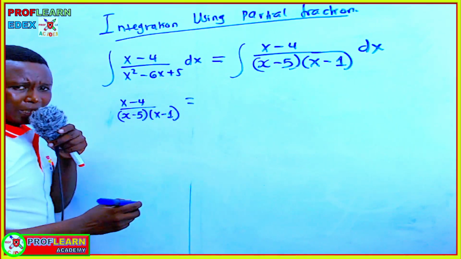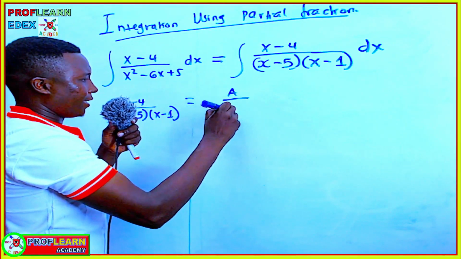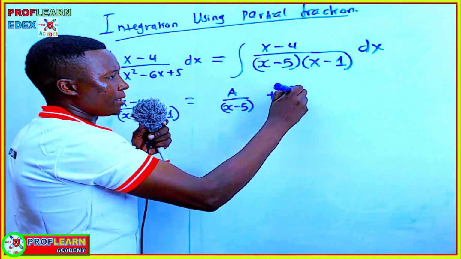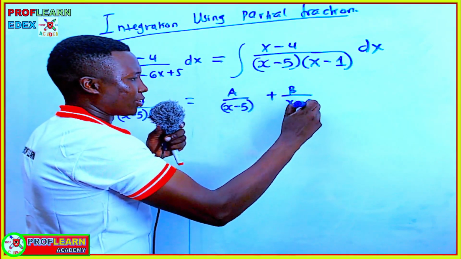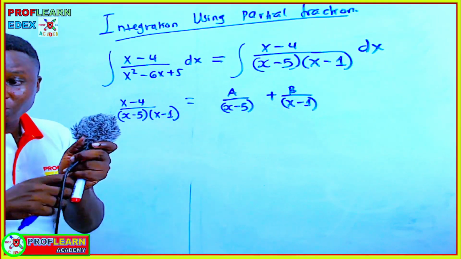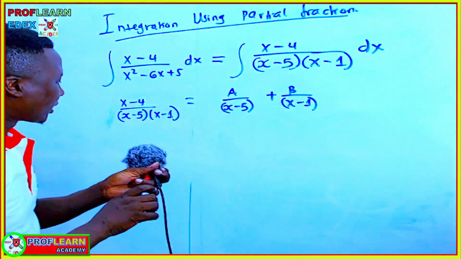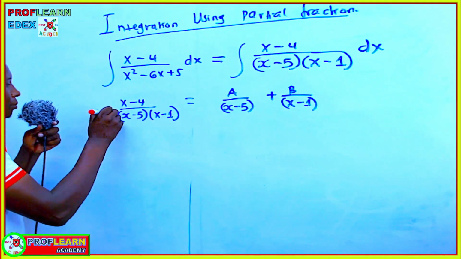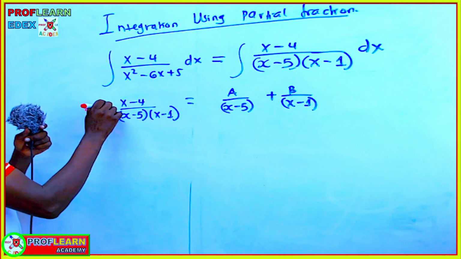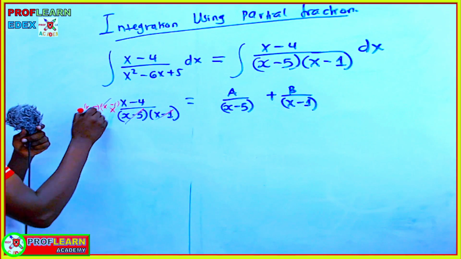Of course, in partial fractions, this can be written as a over x minus 5 plus b over x minus 1. So you try to work out these constants. When we were learning about expressing in partial fractions, we multiply all through by x minus 5, x minus 1, so that this part will cancel out.